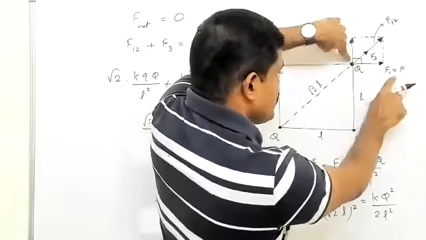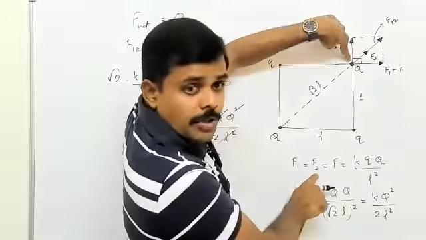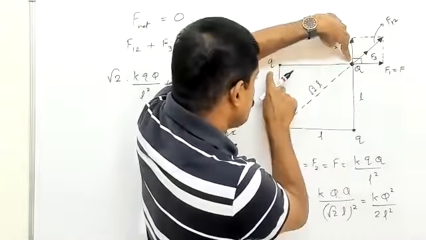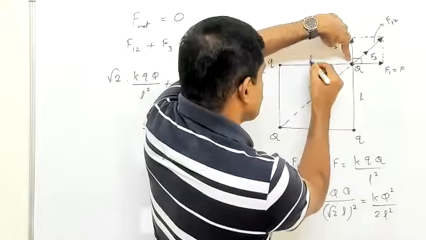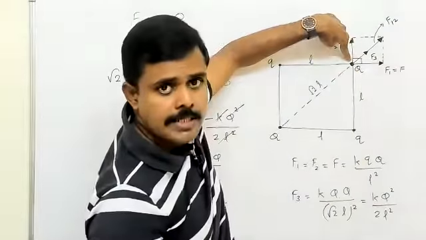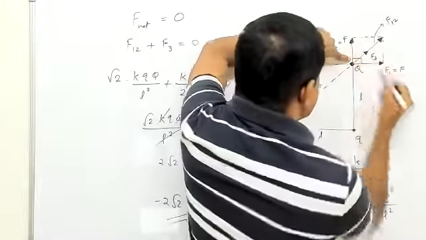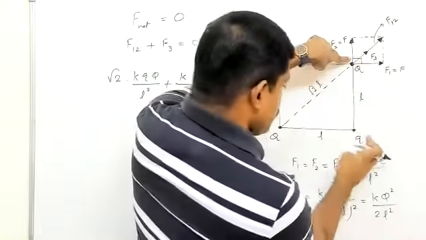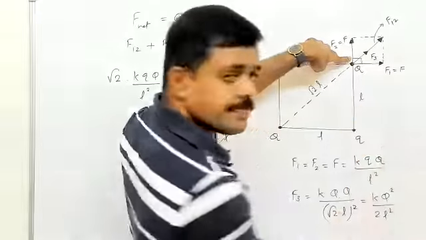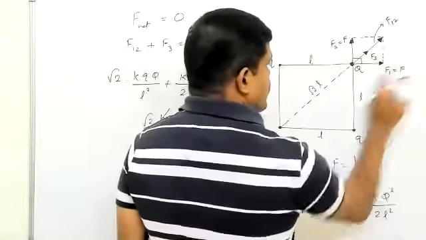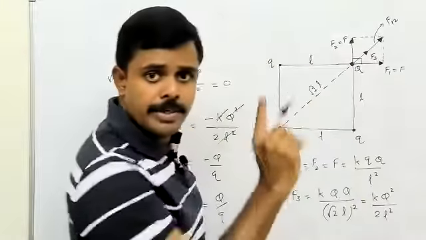F1 is F. F is what? Force between them, right? K into Q by L square. This distance is L. KQQ by L square. Similarly, this charge is repelling this charge in the upward direction. That is also the same, K into Q by L square. So I have F1 to the right, and F2 in the upward direction.